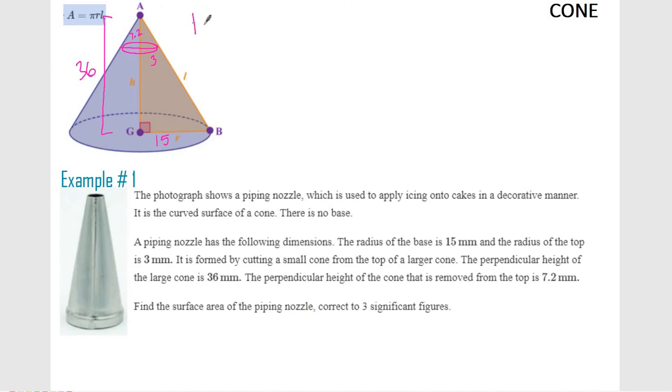Okay, so our piping nozzle, I'm going to write it out for you, in this case is the big cone minus small cone. Okay, that looks sloppy. I guess I should fix it. I don't want somebody else to read this later and go, what was she saying? Okay, so let's find the big cone.